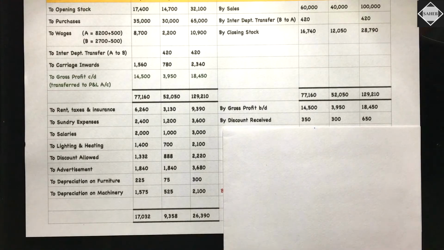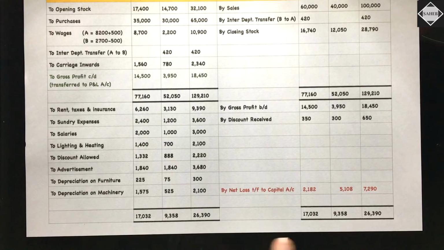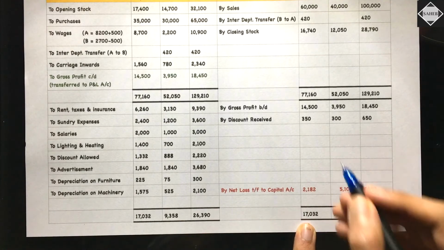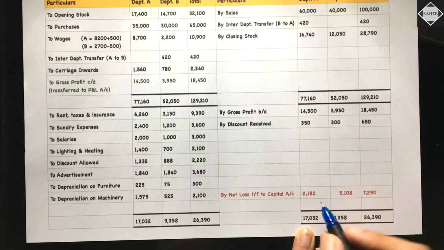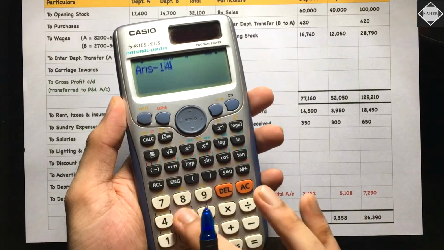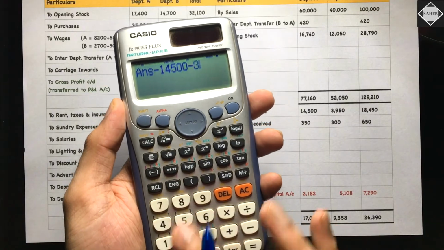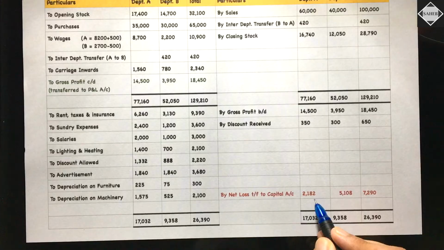So it will be taken on both the columns, in the totals. Then 17,032 minus 14,500 minus 350, that is equal to 2,182. That's the net loss, which will be transferred to capital account. In the balance sheet, we have to deduct this in the capital.